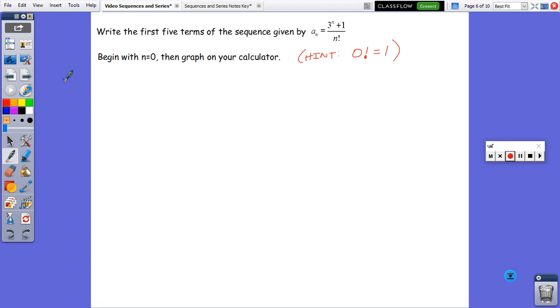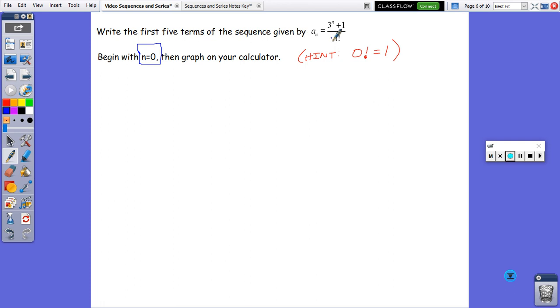This one I'm going to let you try. Let you check the key. The only thing that might throw you off is they want you to begin with n equals 0. When we do sequences and series, sometimes you might begin when n equals 1, sometimes when n equals 0. But either one of those typically serves as our initial value. For this particular problem, I want you to use 0 as your initial value, and I didn't want to throw you off.